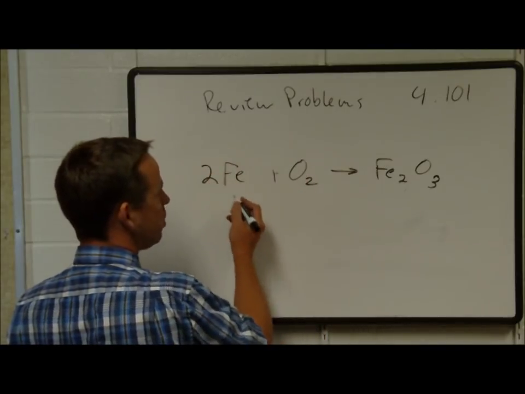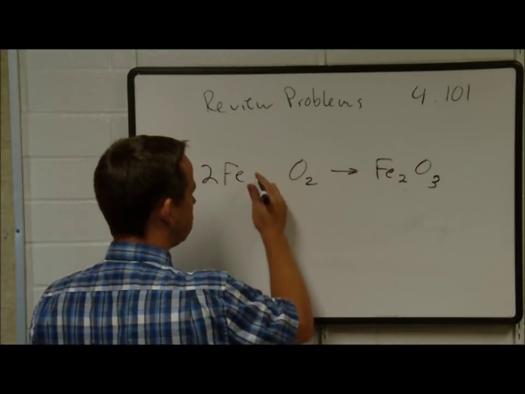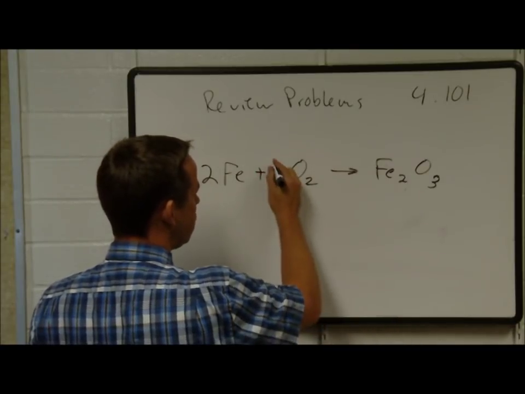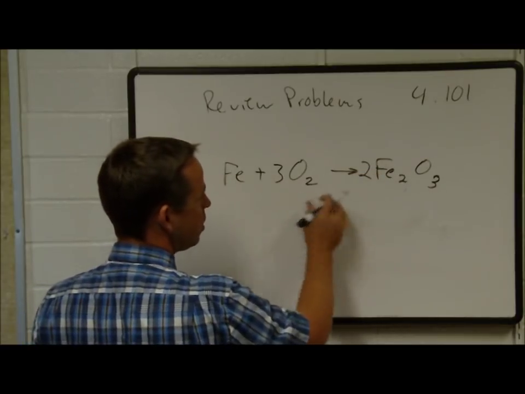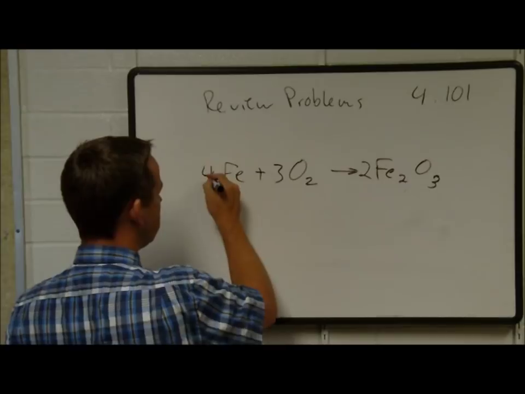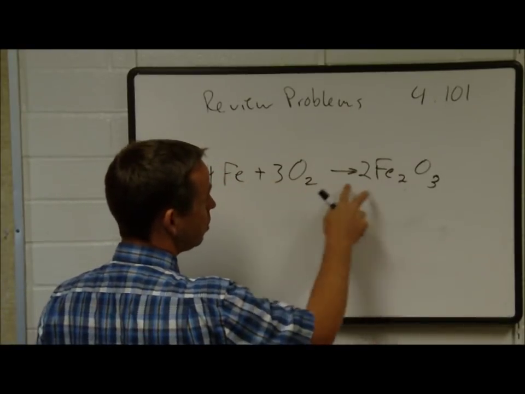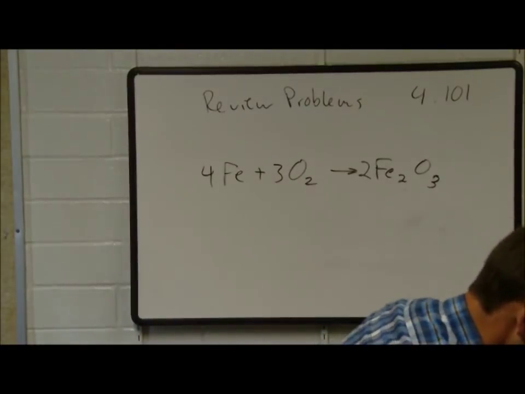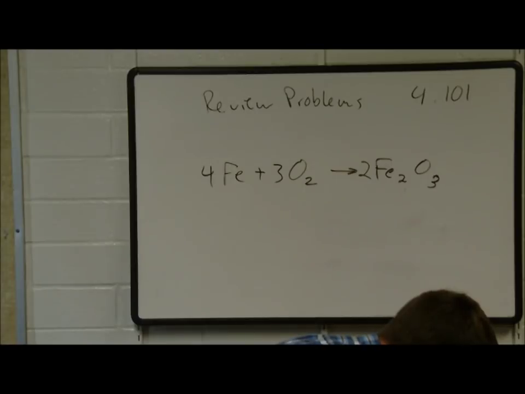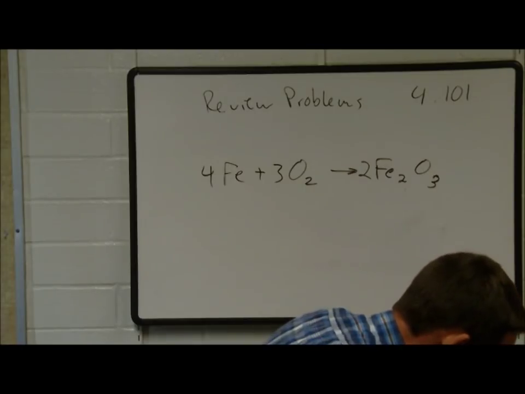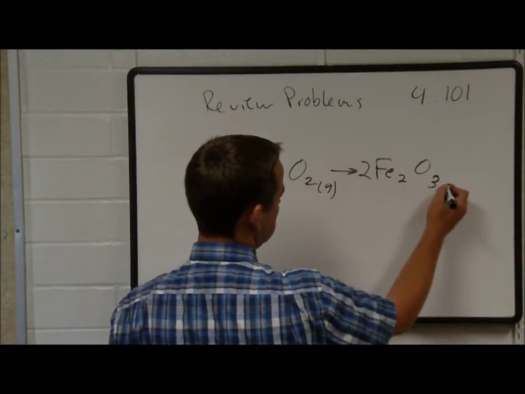So we just have to balance this equation now. We have 3 oxygen over here. If we put this 3 and make that 2, then now we have 6 here and 6 here, and we have 4 there, so we have 4. Is that right? 4 iron, 3 O2, 2 Fe2O3. Let's just double check that one to make sure we're not missing something. 4 irons, 3 oxygens, and 2 Fe2O3s. So they included the phases here, which is a good idea.